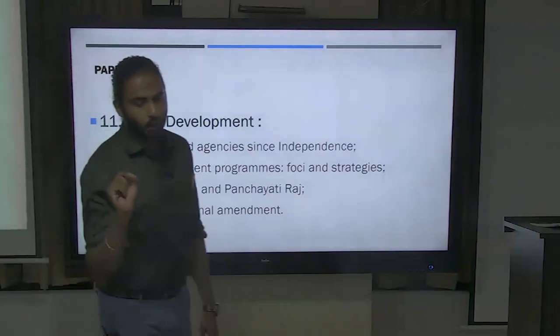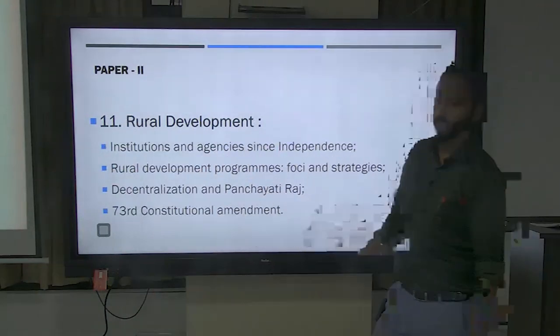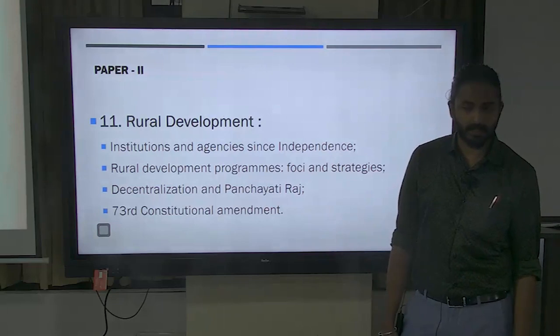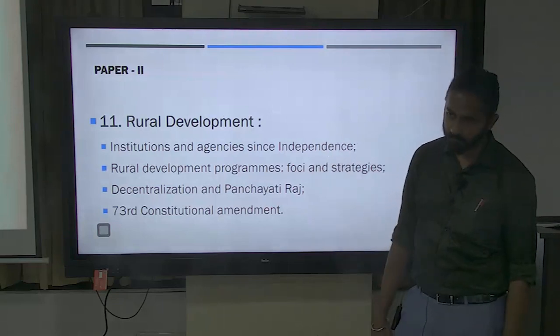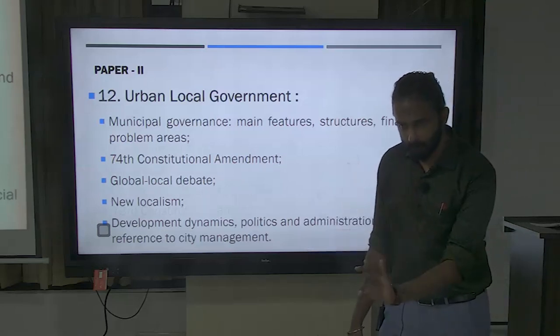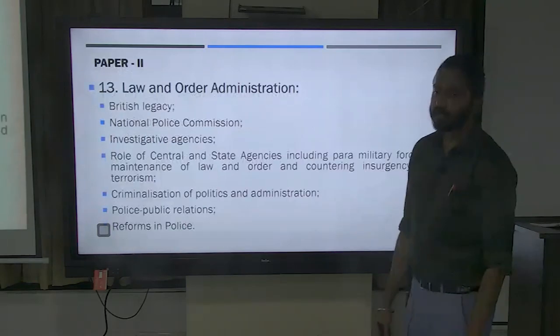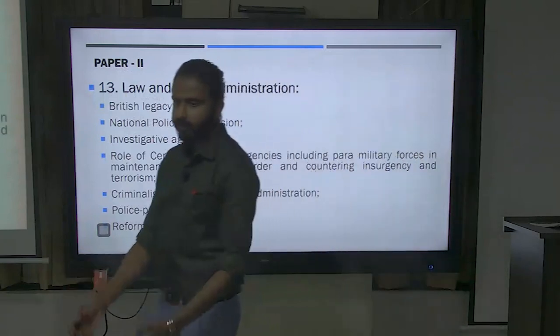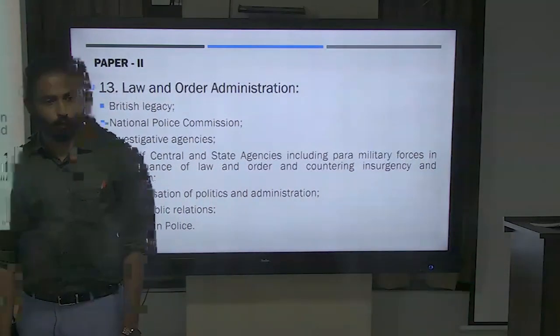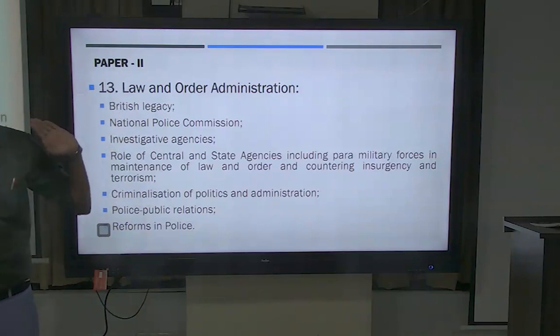Then 11 is rural development, 12 is urban development. In rural development, we will discuss Panchayati Raj. Villages, Panchayati Raj, 73rd Amendment. And Chapter 12 is urban development, where we will discuss the 74th Amendment and urban local bodies. The 13th chapter is law and order, where we will discuss basically police. Police administration in the country, how police evolved, all these laws, national investigative agencies, police, public relations. Basically, this chapter is nothing but policing, which is also a form of administration.